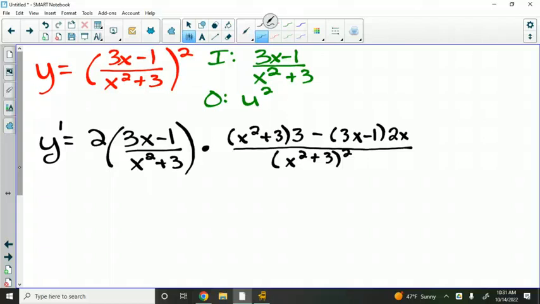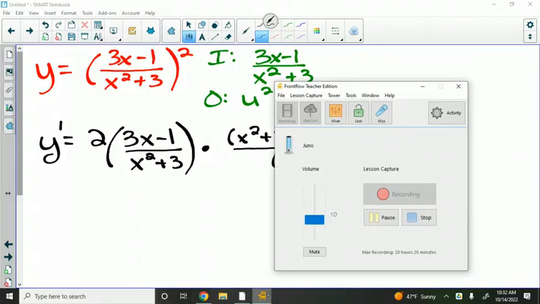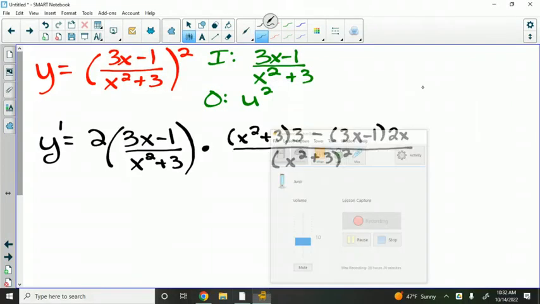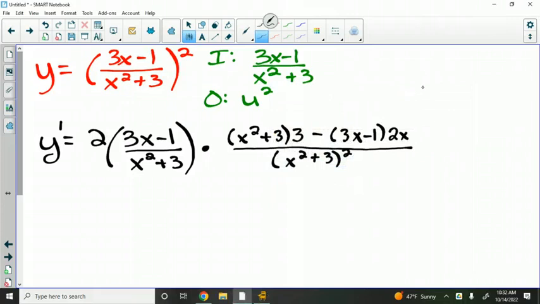How are we feeling about chain rule overall? Okay, I think we're going to stop there for today. I think that's a good spot to stop. So we will continue. There's just a couple other things we'll do with this Monday, and then we'll get ready for our quiz.